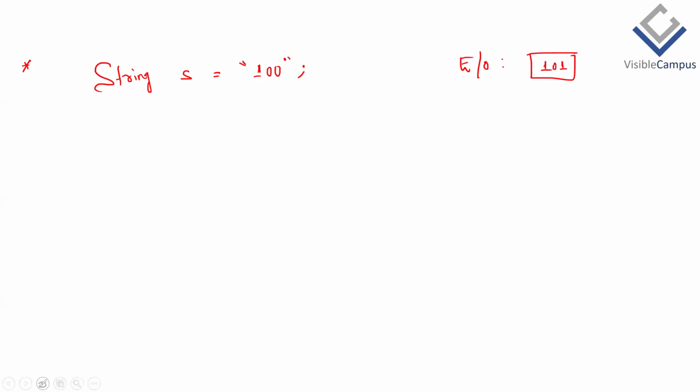The first thing that comes to mind is to convert string to integer. Is it possible? I'm writing Integer spelling with capital I. int is a primitive. Integer, full spelling with capital I, is an object. There is a difference here. So how to convert this string to integer?